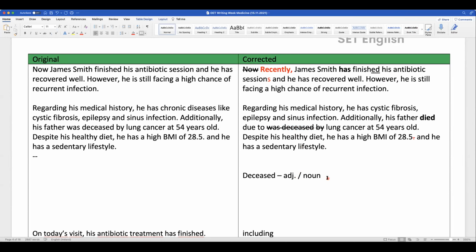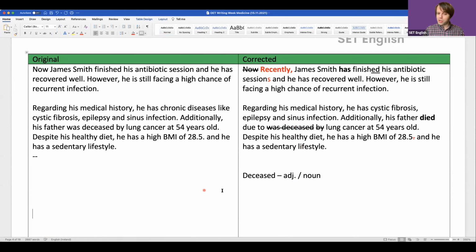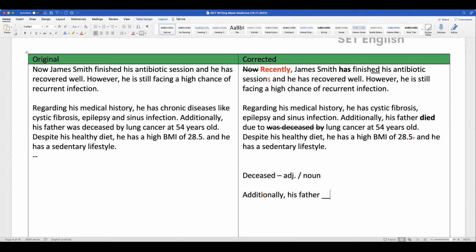So we can use the word deceased if we change it. It's a noun or adjective though. If you're clever and you can think of a good structure, for example, his father deceased. Well, it's an adjective. So his father, what's the verb we need, guys? What do I need with adjectives? Was. No. So he's not now alive again. His father is deceased. He is deceased, right?